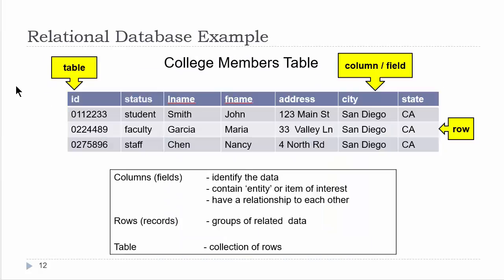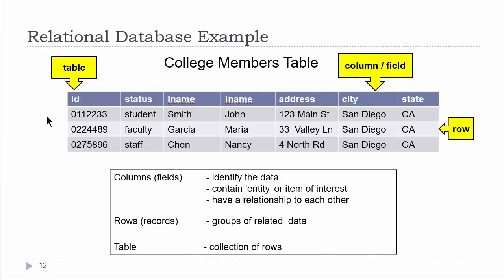So let's take a look at an example of a relational database. Here I have a table for members in a college. And in this table, I have some field names: ID, status, L name, F name, address, city, state. Very typical type of table that you would have in any organization where everyone has an ID and we store their demographic information. We have 3 rows. Each row is uniquely identified by an ID, and they have to be unique. You could not have the same value in this table.